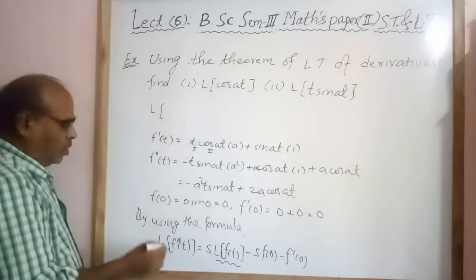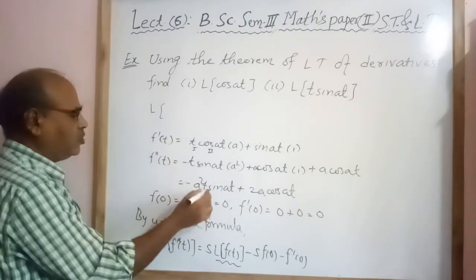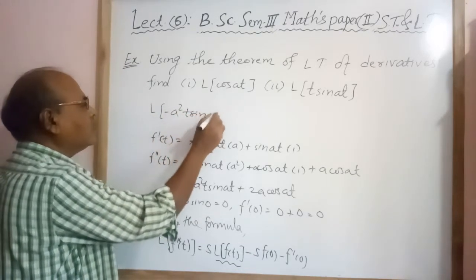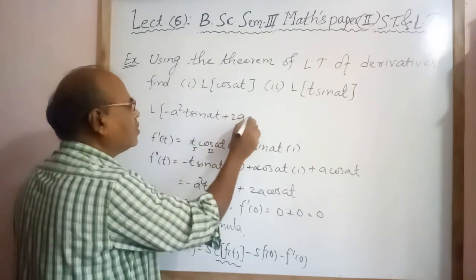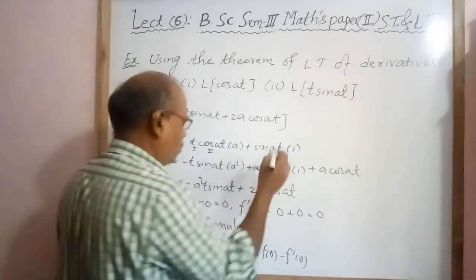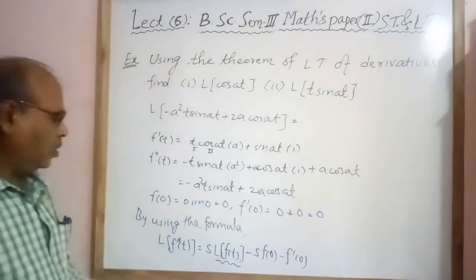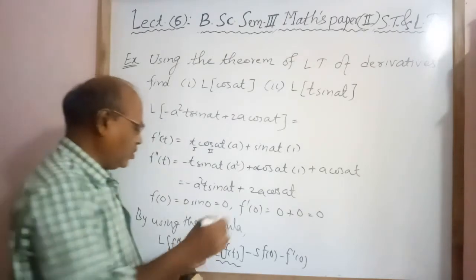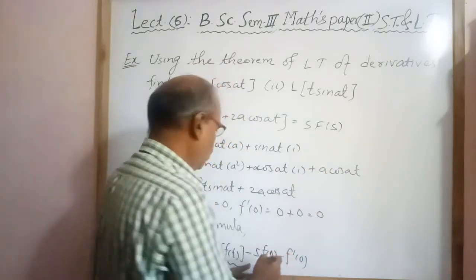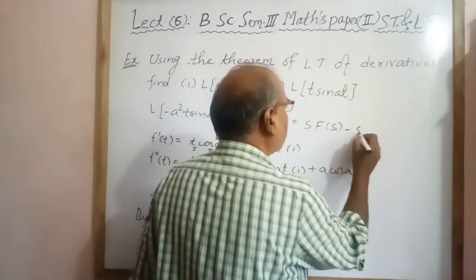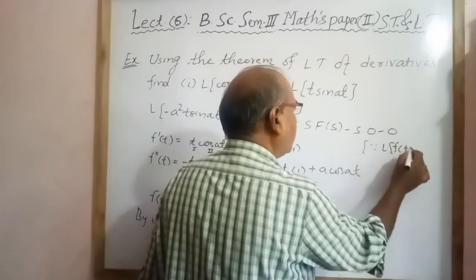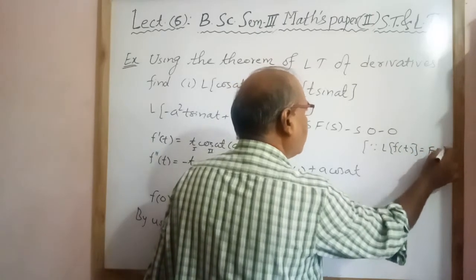Therefore Laplace of f double dash of t, putting the value of f double dash of t, minus a square t sin at plus twice a cos at, equal to s square into Laplace of f of t, we put here f of s, s square into f of s, minus s into f of 0 minus f dash of 0. Since f of 0 is 0 and f dash of 0 is 0, we get minus s into 0 minus 0, since Laplace of f of t equal to f of s.